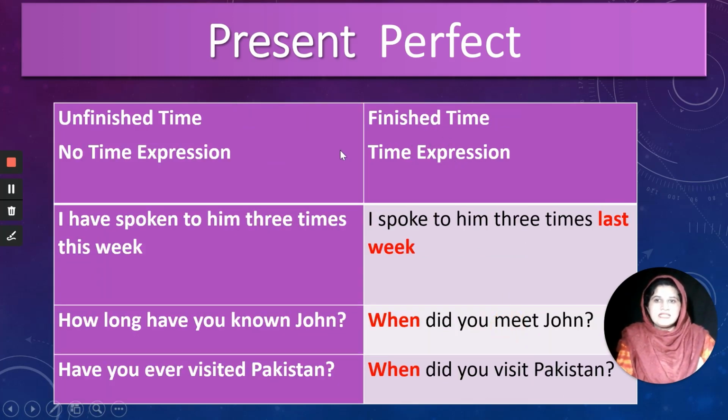So now we'll see some more examples with no time expression and with time expression, and we'll see the difference. So first of all, we'll see the finished time with time expression. You see here that we have used a time expression, last week. I spoke to him 3 times last week. So we have given a clear time marker. If we give time marker like yesterday or last week or any time marker related to the past, then we are bound to use past tense because it means that that is finished task, right?